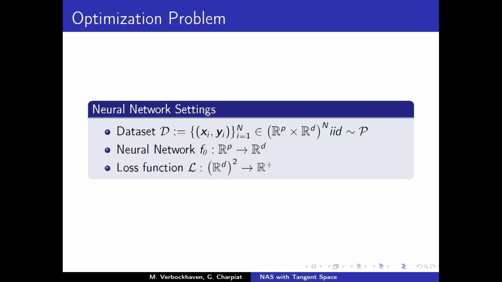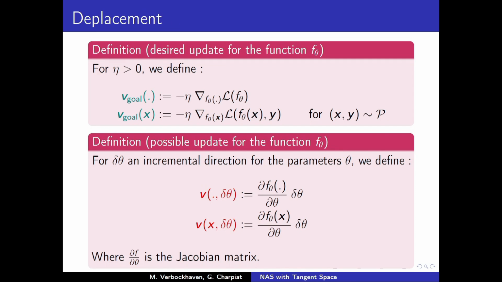So just some notation: I will use the dataset as (x_i, y_i). The network will be f_theta, with theta the parameters of the network, and the loss function will be calligraphic L. Okay, so to define expressivity bottleneck, I need to define two functions. The first one is called the desired update for the function f_theta, and the second one is called the possible update for the function f_theta.